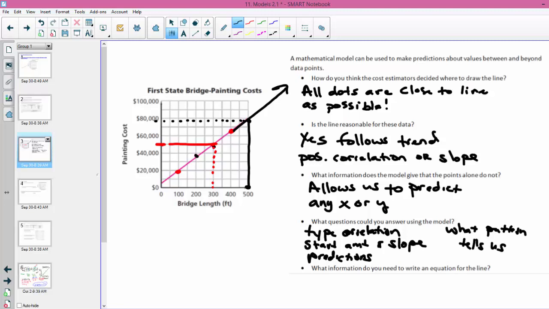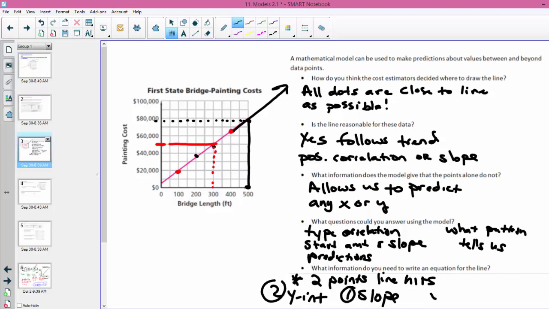So to write an equation, you have to have the 2 points the line hits. And with those 2 points, you're going to find the y-intercept after you find the slope. And then you can write your equation in y equals mx plus b. M is the multiplier, what is multiplied by x, and b is the constant thing that you add or subtract. So m is the slope, and b is the beginning. That's the y-intercept. That's when x is 0.